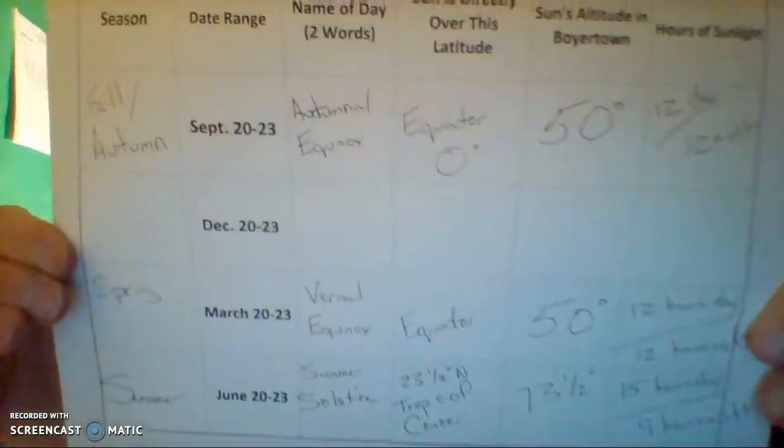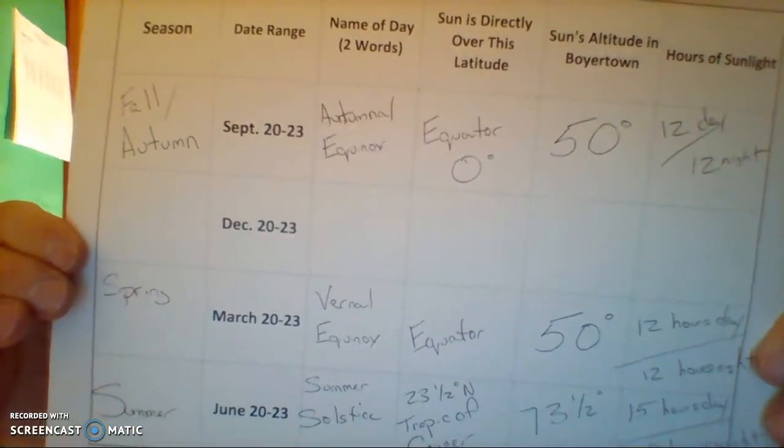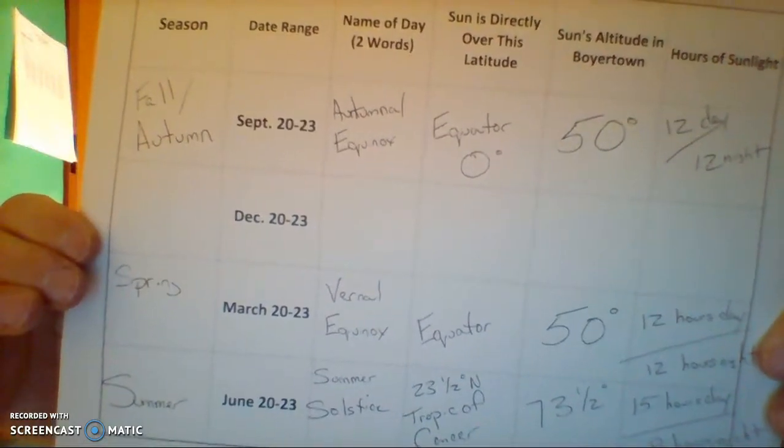Just make sure you can actually see it. Okay, there we go. Alright, 12 hours a day, 12 night. Shines on the equator. It's called the autumnal equinox. And that's the first day of fall or the first day of autumn, however you want to say it.